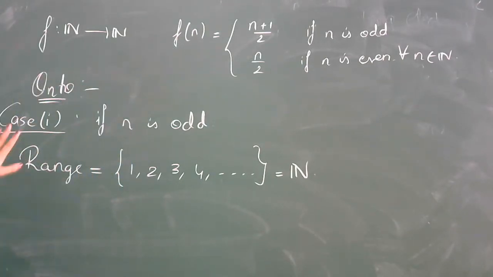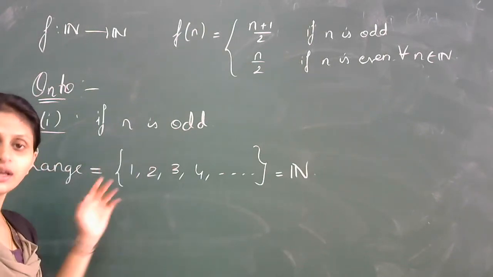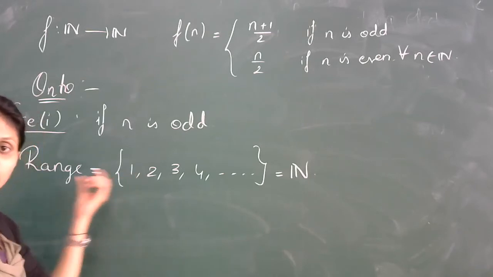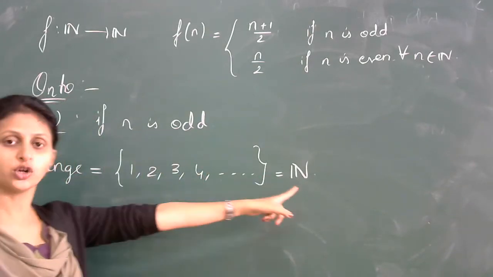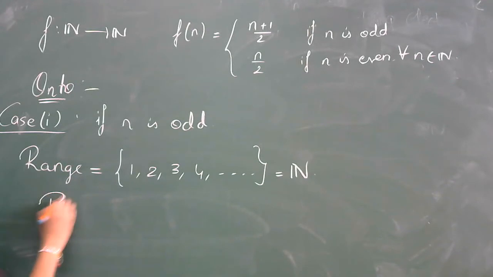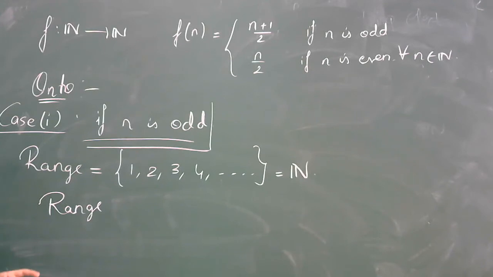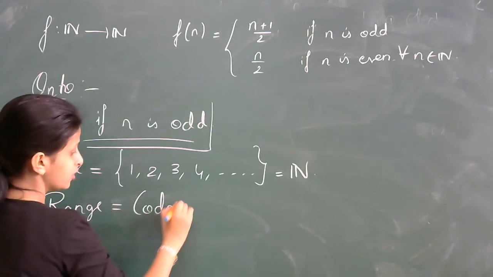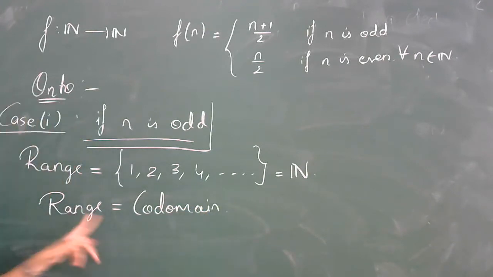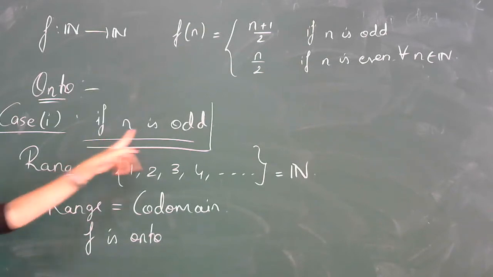See here, we are talking with respect to only case 1, that is if n is odd. Whenever we take odd numbers, we get the collection of all images as 1, 2, 3, 4 and so on. So this range is equal to the set of natural numbers, which is equal to my codomain. My range is equal to my codomain. And hence you can conclude that the function f is onto when n is odd.